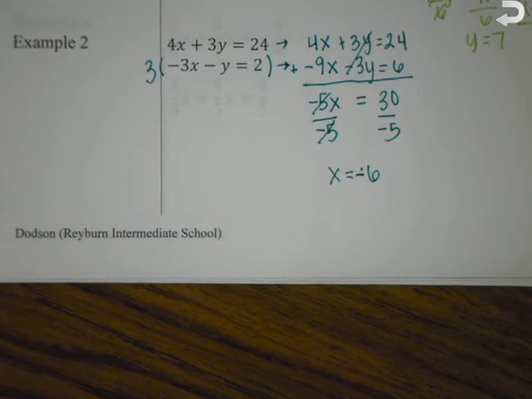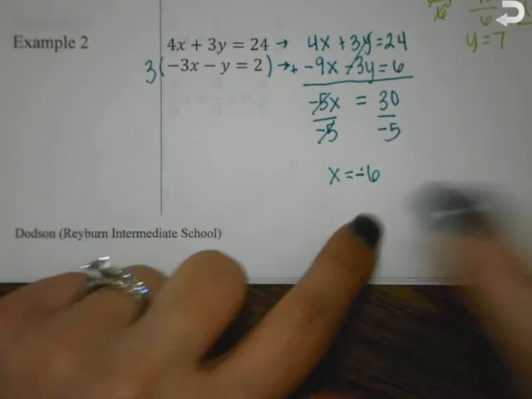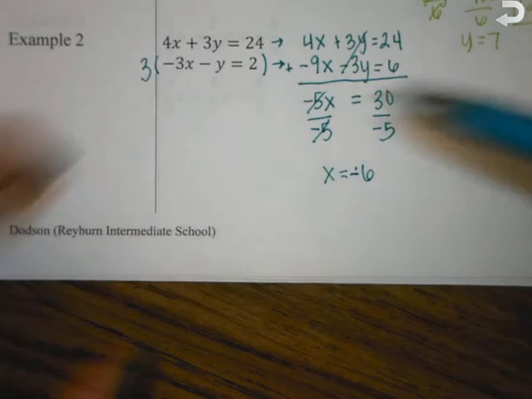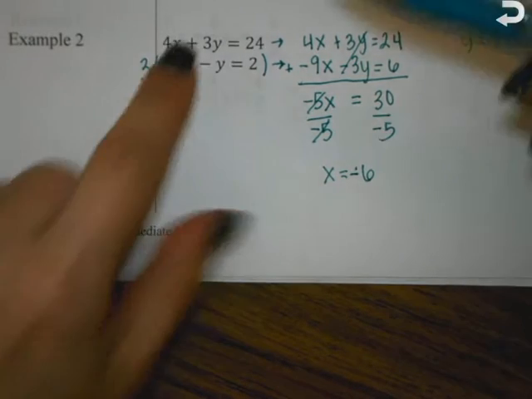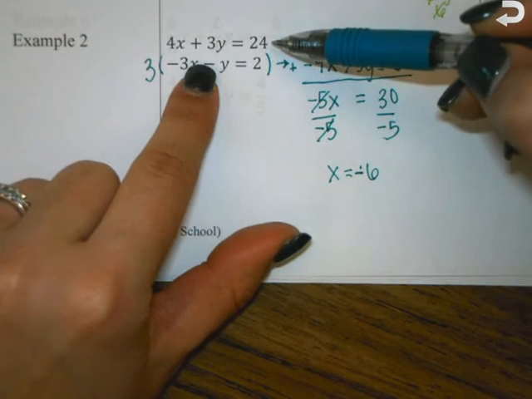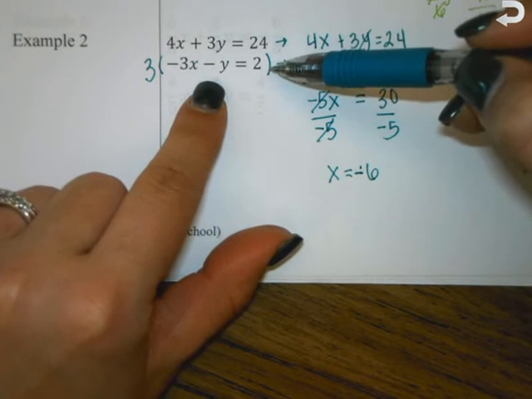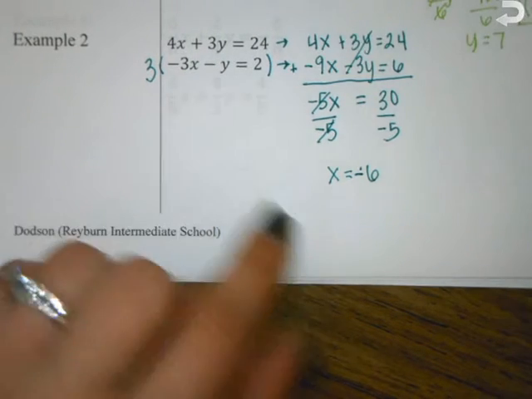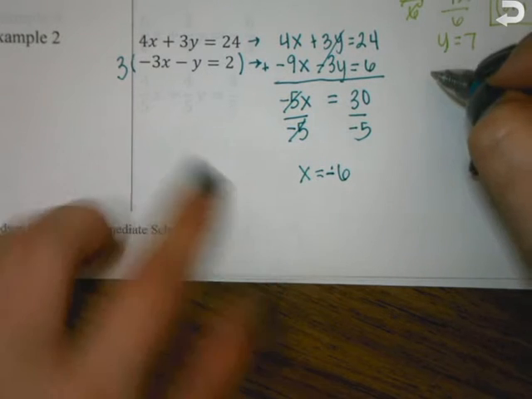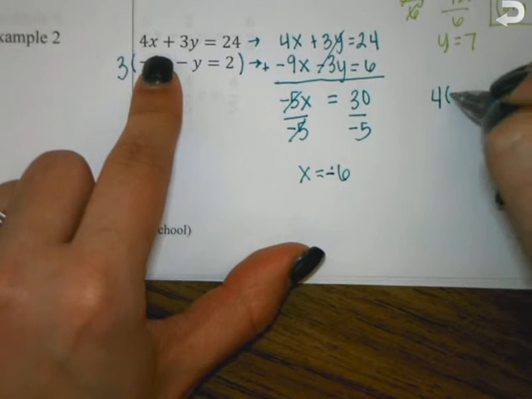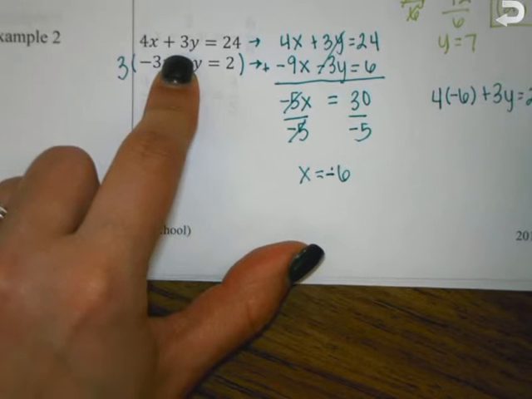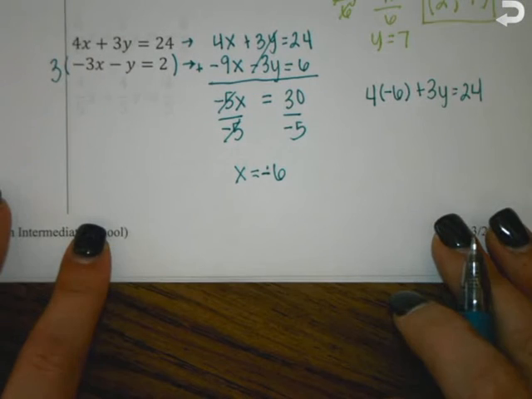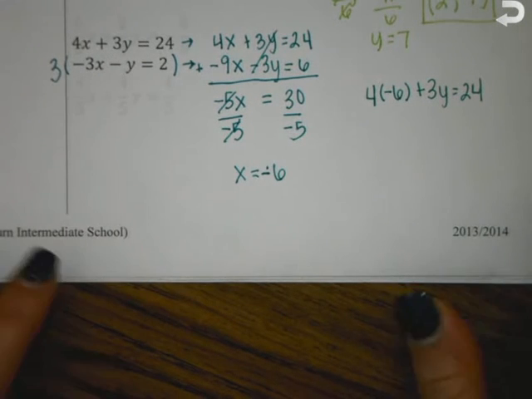How would we solve for y? Plug it in. We can plug negative 6 into any of the equations that we've been working with. You will always get the same answer. Who wants to do the first one? Okay, who wants to do the second one? Just Jordan. Sorry, Jordan. We're going to do the first one, I guess. So that's going to be 4 times negative 6 plus 3y equals 24. But like I said, guys, it doesn't matter. You will get the same answer regardless.